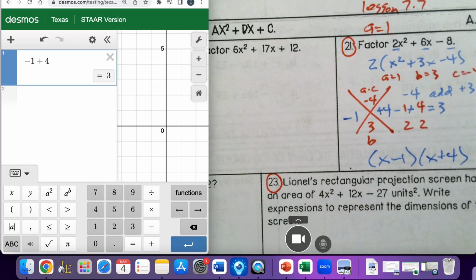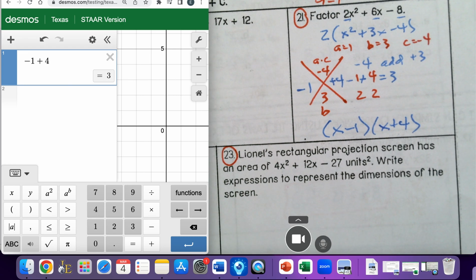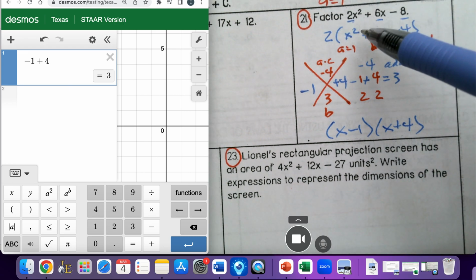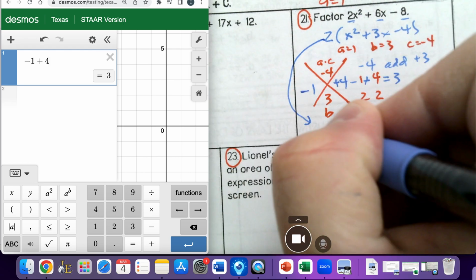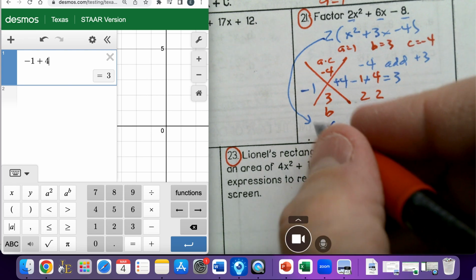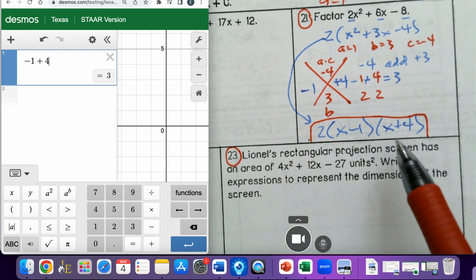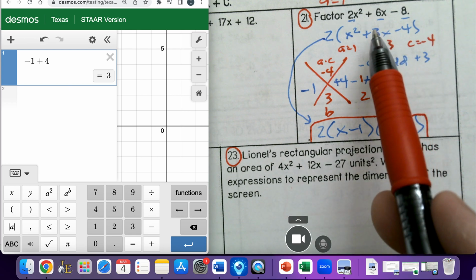We are leaving something off, and I want you to think about this for a moment. What am I leaving off from up here on the top, right? Remember, we factored out a 2 here, so that 2 is part of our answer. So the answer here is going to be 2 times x minus 1 times x plus 4. If you multiplied all these together, you would get back to 2x squared plus 6x minus 8.